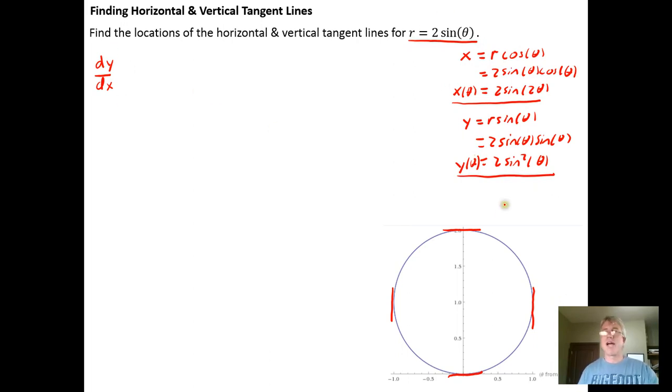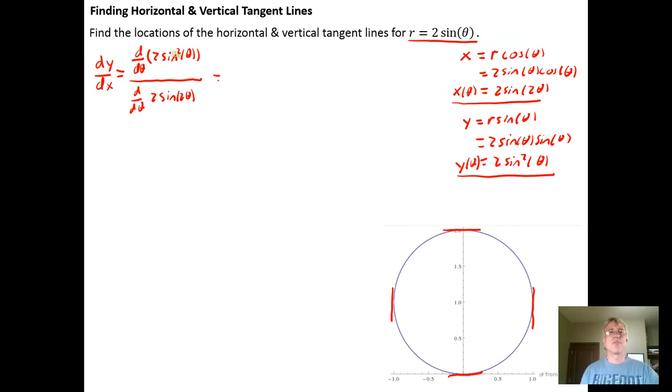So we know that if we have a set of parametric functions, we can calculate dy dx by taking the derivative with respect to the parameter, so d theta of the y parameterization, d theta of 2 sine squared theta in the numerator, divided by d theta of the x parameterization, which is the sine of 2 theta.